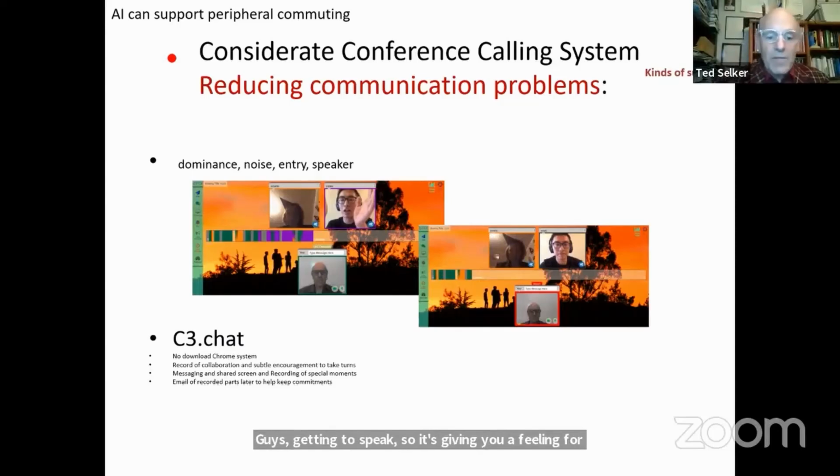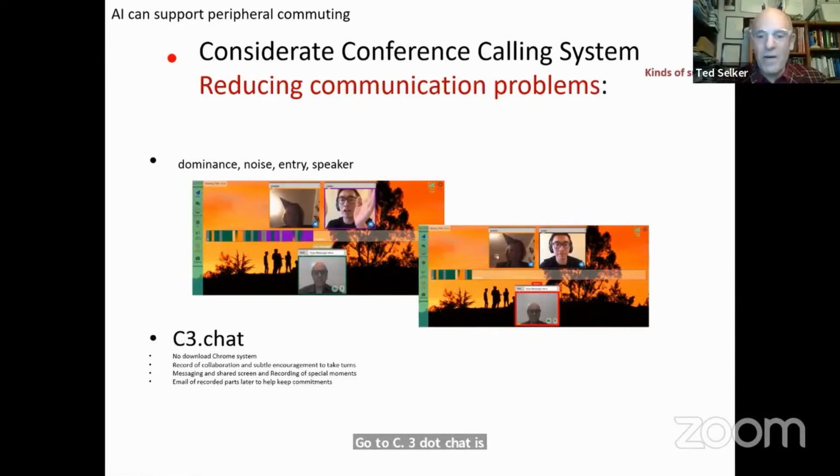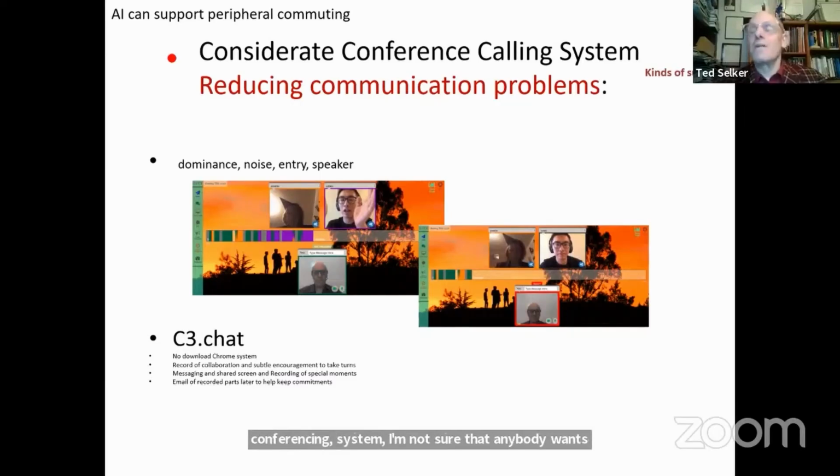If you guys want to play with it, go to c3.chat. It's yet another video conferencing system. I'm not sure that anybody wants to try another one these days, but it's fun because it uses these considerate systems and these peripheral cues to try to make people aware of some of the communication styles they have, and to improve them based on some of the statistically significant research that we've done.